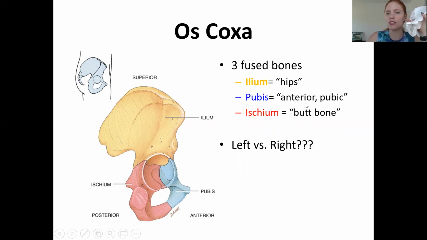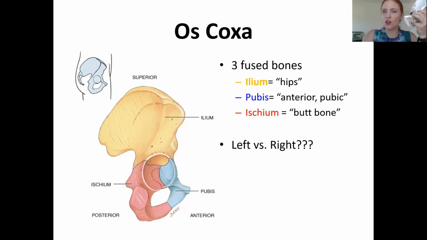Okay, so pubis is anterior. And then in the back is the ischium. Now, when you sit down, like when you sit down on a chair, what you're sitting on is your ischium. So I kind of just call it your butt bone, right? So you have the pubis in the front, the ischium in the back, in the posterior, and the ilium on top, superior.